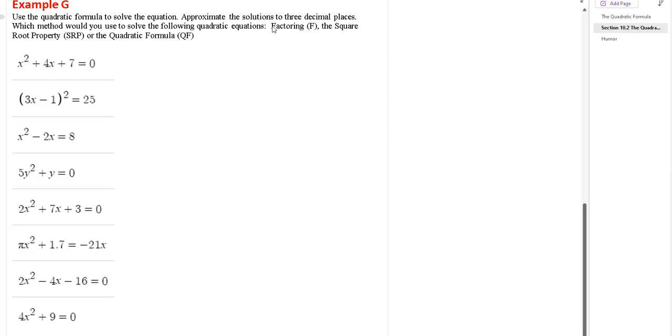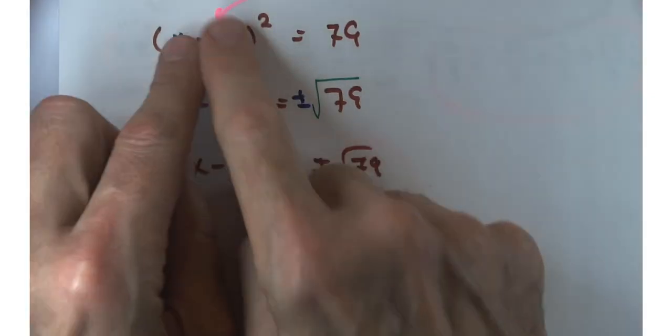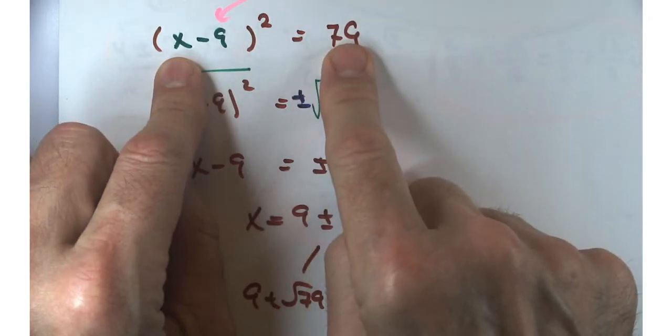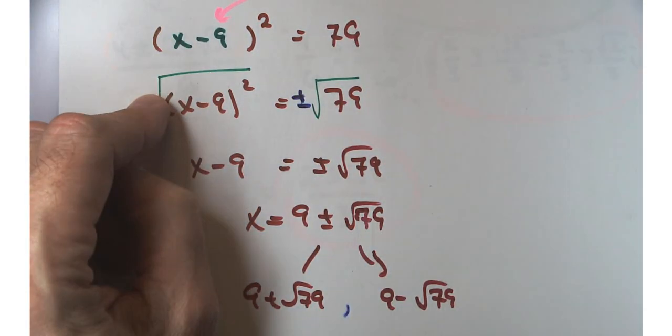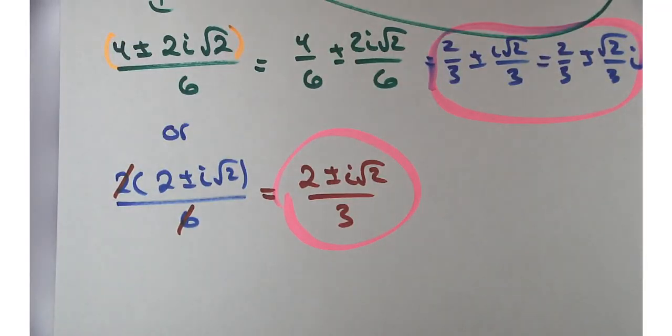So the first choice would be factoring. The second choice is the square root property. That's what we did the other day. Square root property is stuff that you would use, like at our first example that we started out today with. When we got down to this point right here, when you had a nice perfect square equals this, that's when you use the square root property. So factoring, square root property, or the quadratic formula.